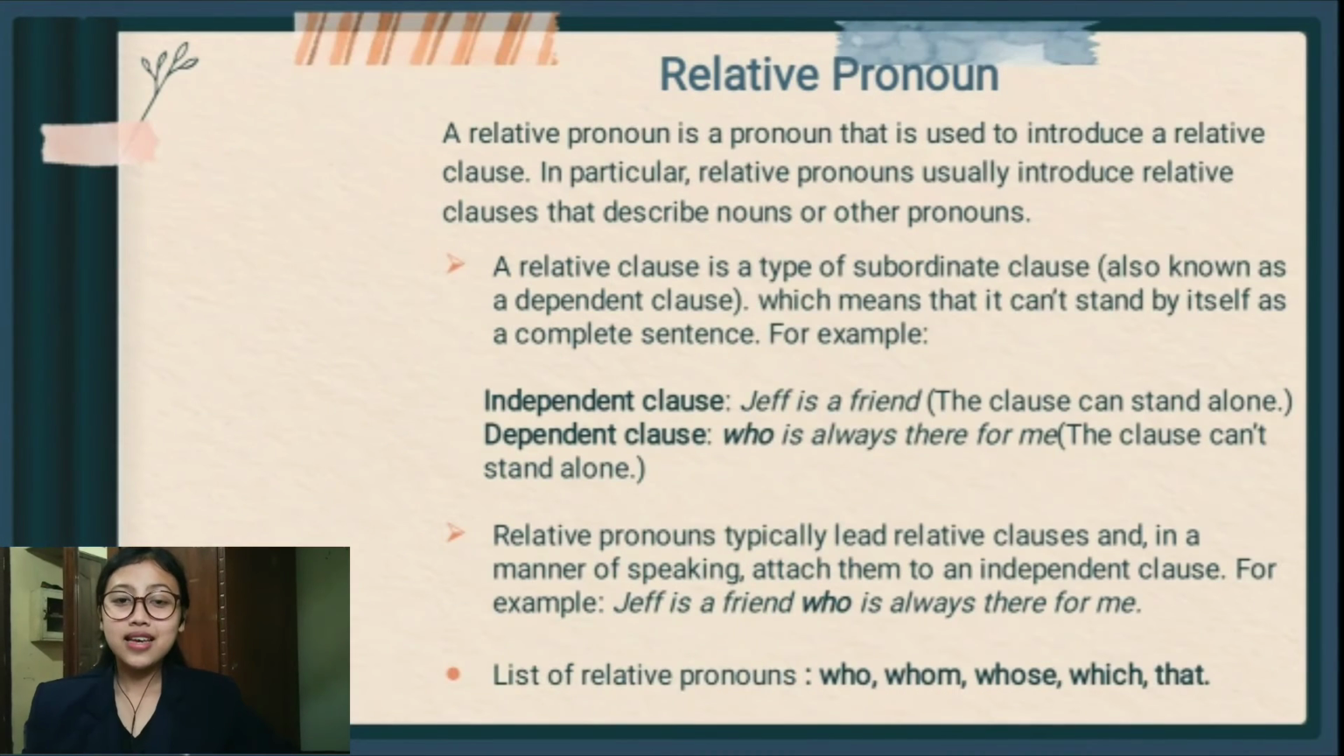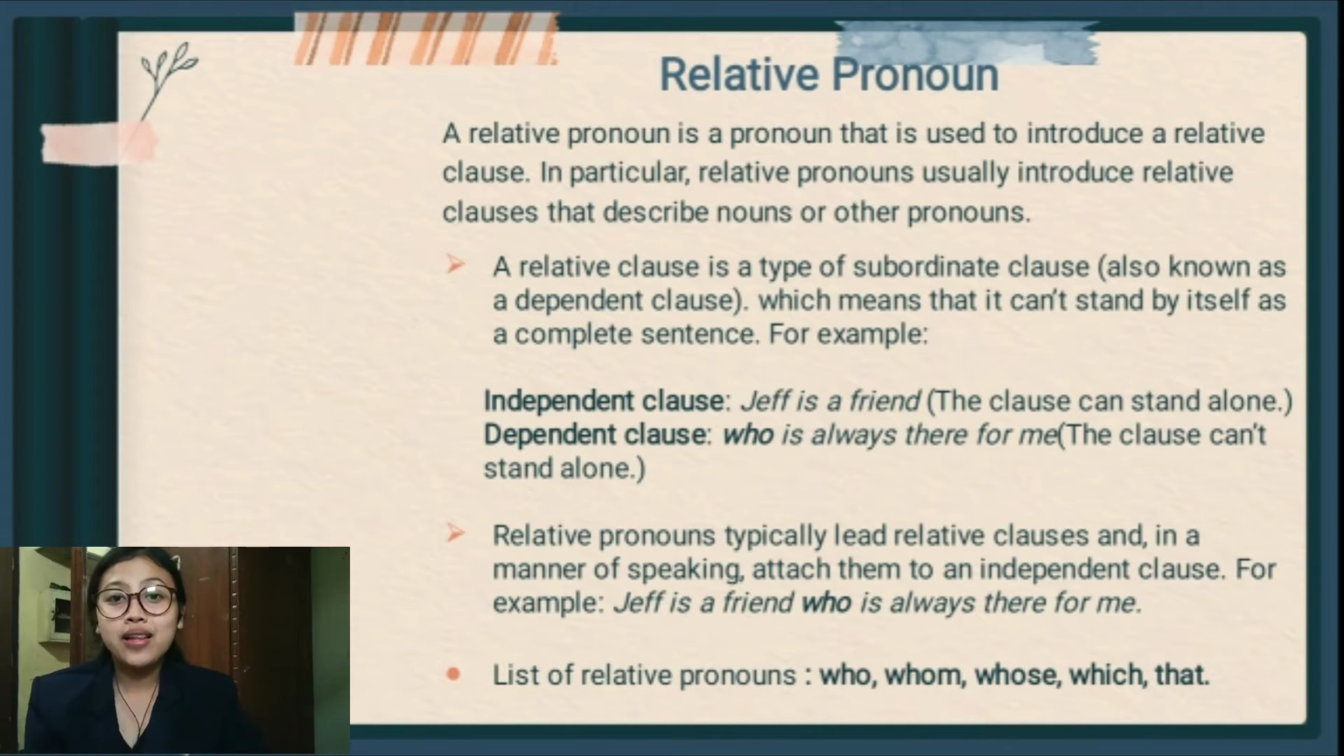Next, the fifth pronoun is the relative pronoun. A relative pronoun is a pronoun that is used to introduce a relative clause. In particular, relative pronouns usually introduce relative clauses that describe nouns or other pronouns. Well, it will be easier to understand if we look at some sentences. A relative clause is a type of subordinate clause, also known as a dependent clause, which means that it cannot stand by itself as a complete sentence.